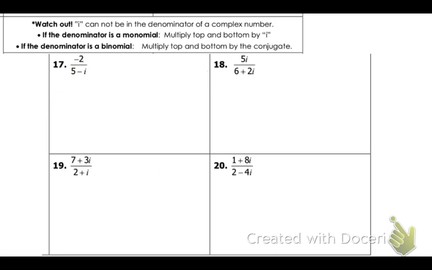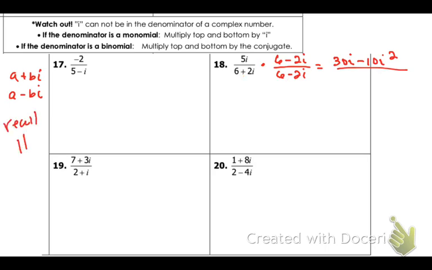Okay, I'm going to go ahead and do one more with you, number 18. I'm going to multiply the top and bottom by the conjugate because this is a binomial. So 6 minus 2i. Again, because the conjugate is where you make one positive, the other one negative. I'm going to go ahead and distribute everything. I'm left with 30i and then minus 10i squared. So you will have to simplify some stuff. Now notice again, it's a plus and a minus. That means that your answer better be a real number.